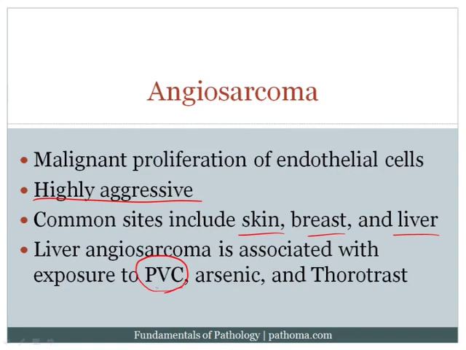But again, liver angiosarcoma is associated with exposure to PVC, and we talked about this in the neoplasia lecture, so I'll refer you there. You can also get liver angiosarcoma with exposure to arsenic and Thorotrast, so those are two other risk factors for liver angiosarcoma.